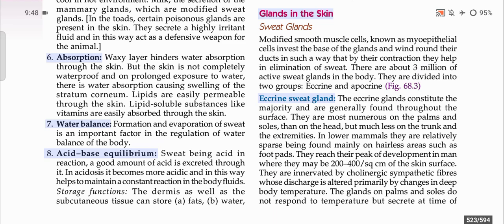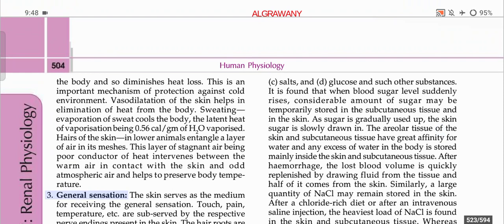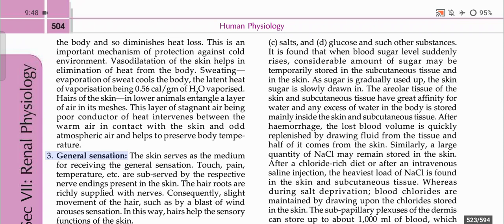Storage function: the dermis as well as the subcutaneous tissue can store fats, water, salts, glucose, etc., and some other substances. It is found that when the blood sugar level suddenly rises, a considerable amount of sugar may be temporarily stored in the subcutaneous tissue and in the skin. As sugar is gradually used up, the skin sugar is slowly drawn in. The areolar tissue of the skin and the subcutaneous tissue have great affinity for water, and any excess water in the body is stored mainly inside the skin and subcutaneous tissue.